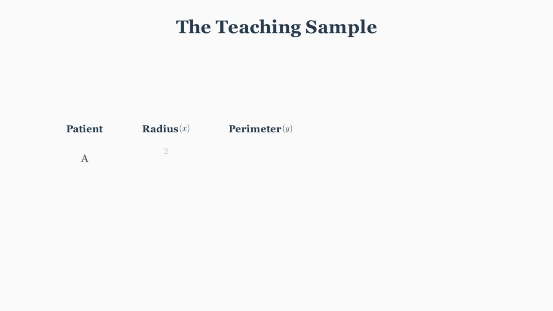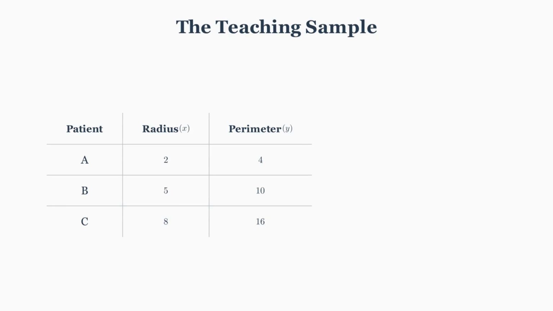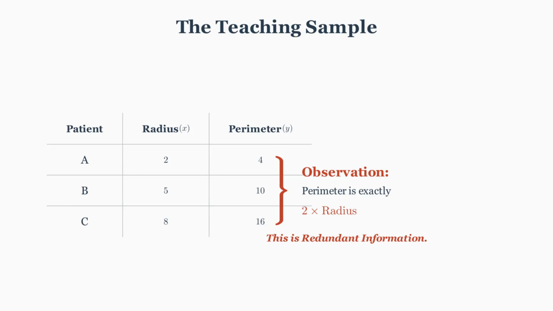Meet patients A, B, and C. We're tracking just two features, radius and perimeter. Notice the pattern as radius moves from 2 to 5 to 8. Perimeter exactly doubles. Mathematically, they are redundant. If we can see this with our eyes, then PCA can find it with its logic.